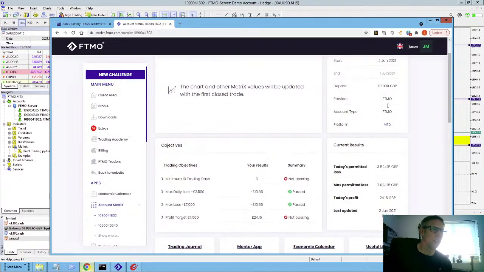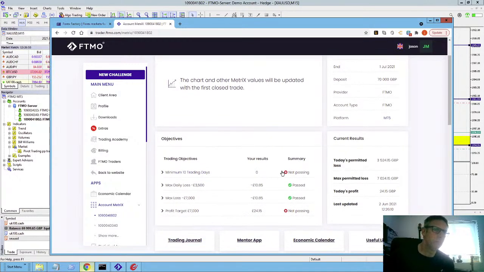So you can see, looking at the objectives, 10 days minimum trading days, none so far because I've not actually done any trading. Today would count as one day at the end of the day. Maximum daily loss, which is the 5%. This trade I'm only risking 0.5% and 0.25% on the gold trade. So the worst case I'm going to be in today is down about £450, maybe £500.